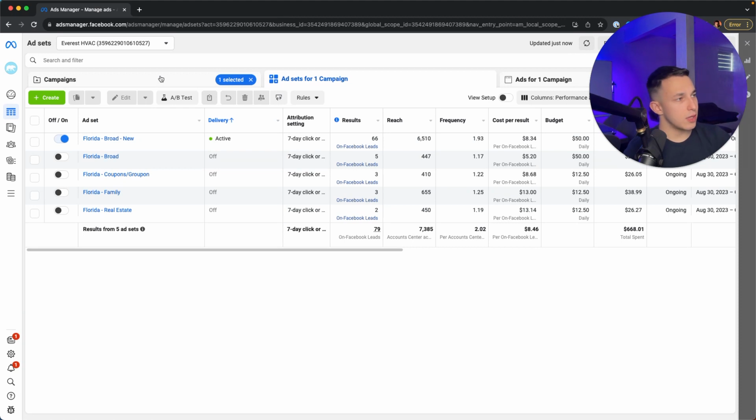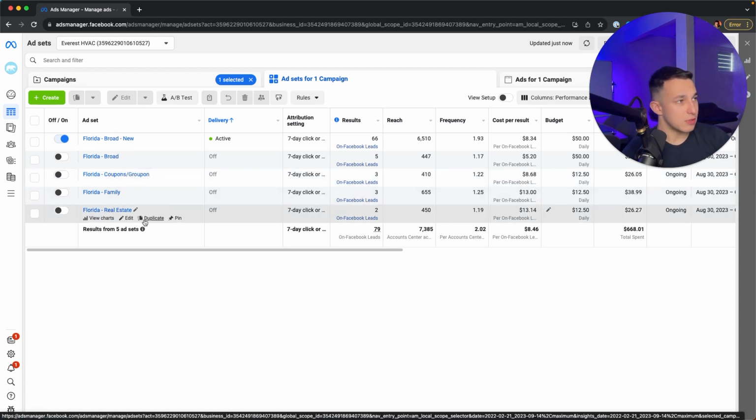That instead of doing one interest and then one broad campaign, what we're doing is we're making a campaign and then we're putting one broad and a bunch of interests. In this situation, we didn't do a bunch of interests. We just did coupons and Groupon, family, and then real estate, just because in my personal experience, these 3 work very well. I mean, if you're going to be starting off with this campaign structure for the first time, I would definitely recommend you do more, maybe like 10 interests per campaign.